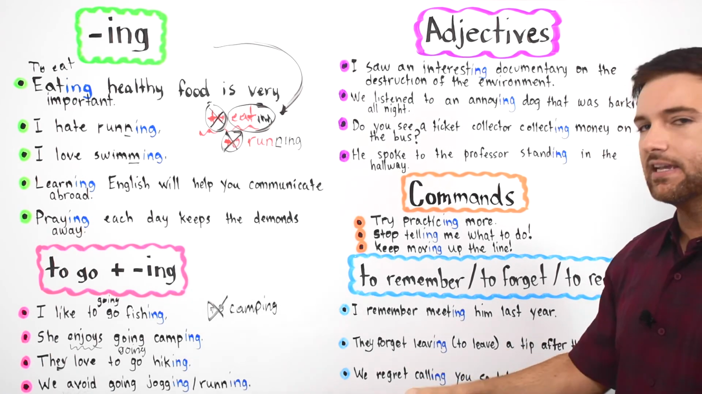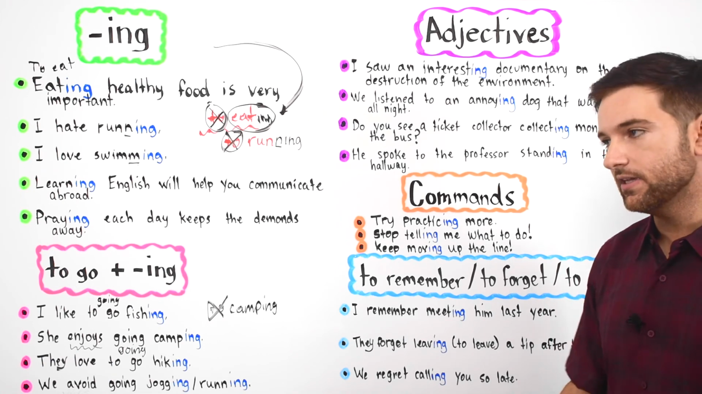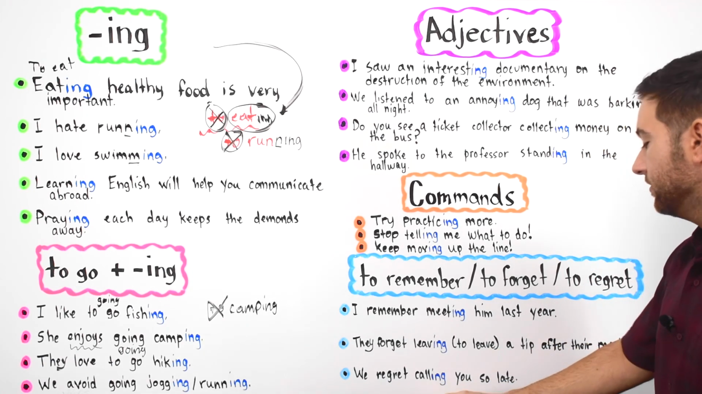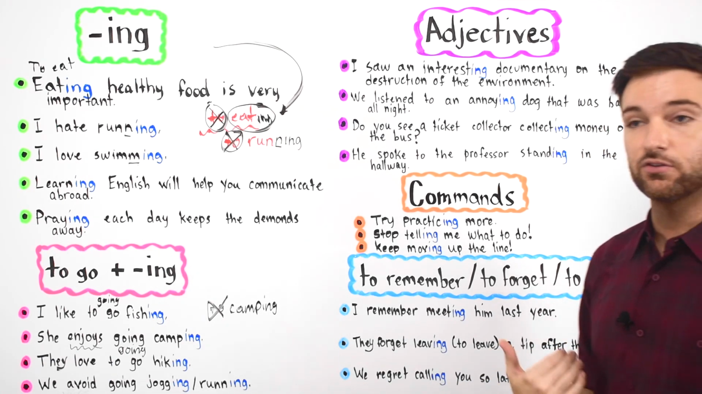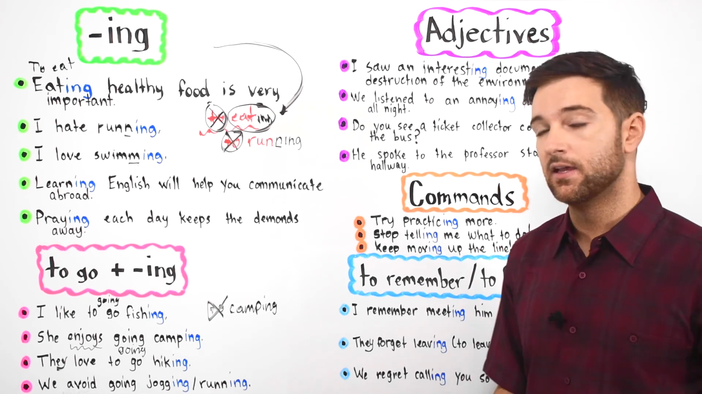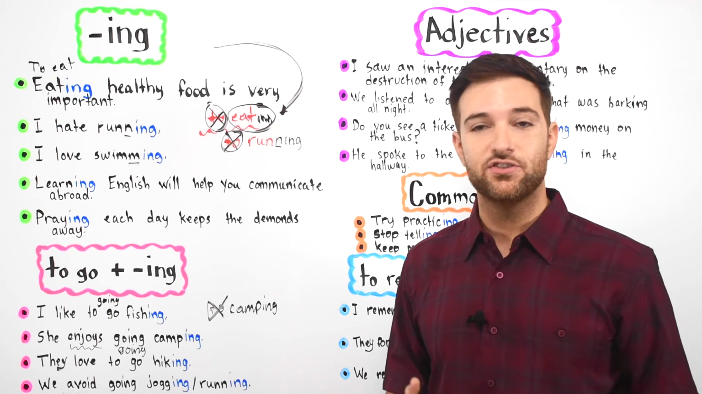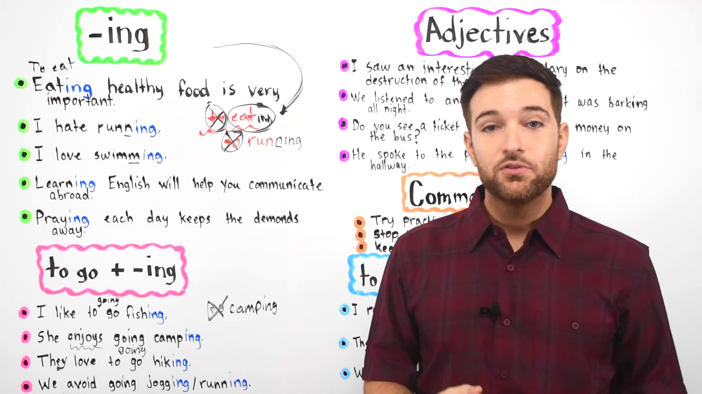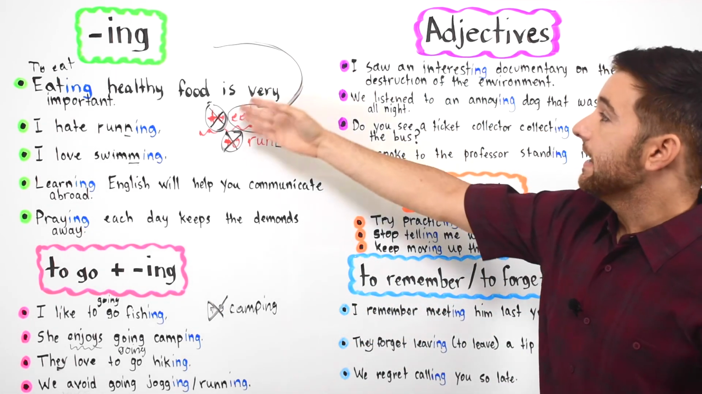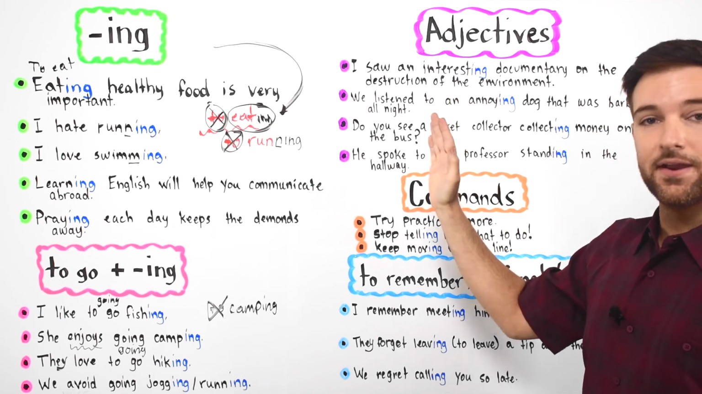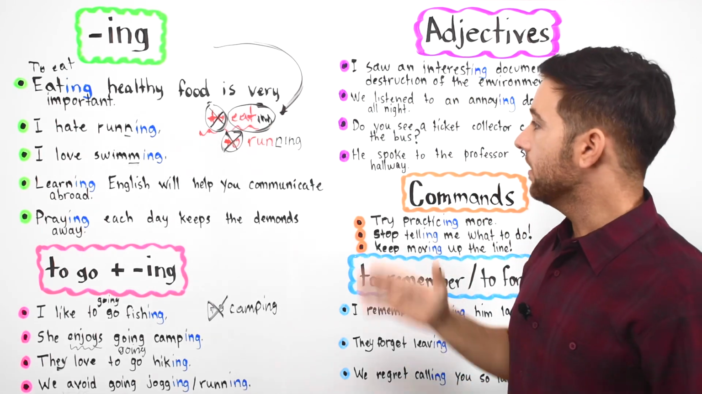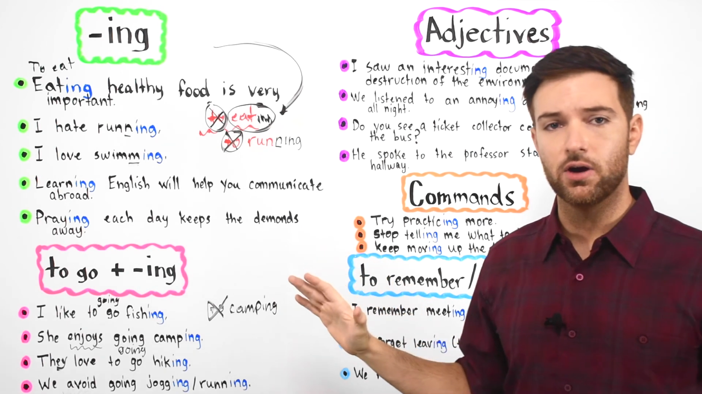So we regret calling you so late. Okay, we cannot say we regret to call you so late. We say we regret calling you so late. Okay, we regret calling you so late. So guys, these are the basic rules when you want to make a sentence using a verb in the noun or adjective forms. Okay, the noun and adjective forms. All right. So I hope this all made sense to you and it wasn't too hard.